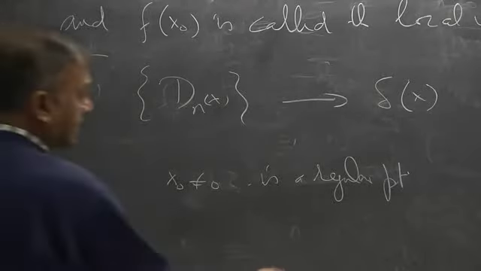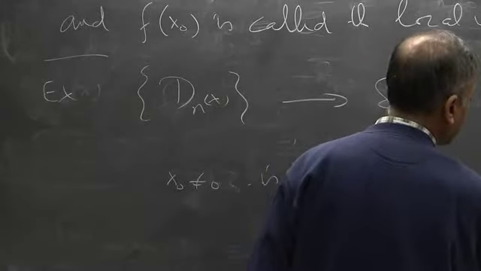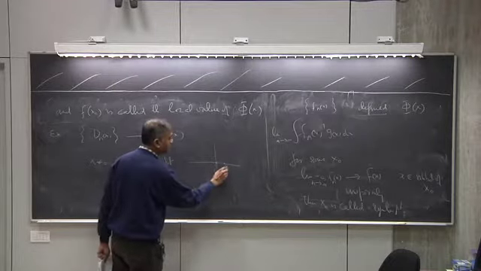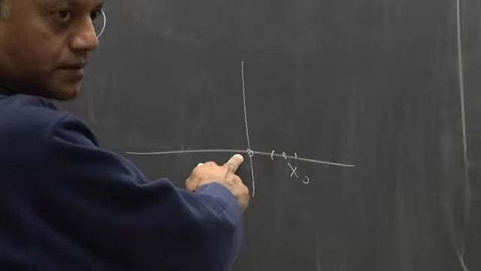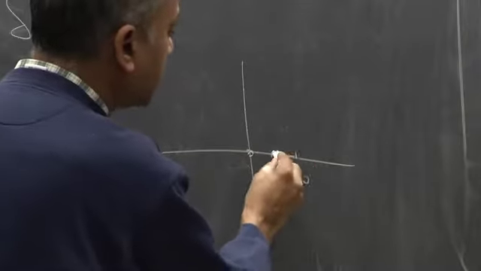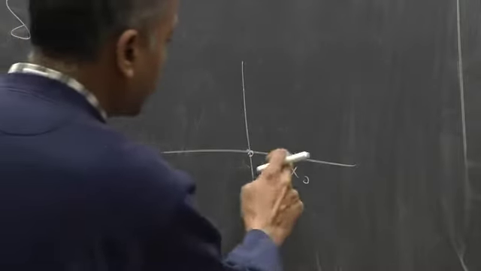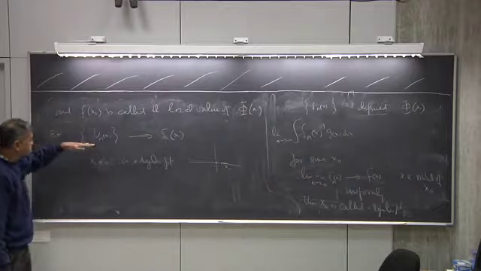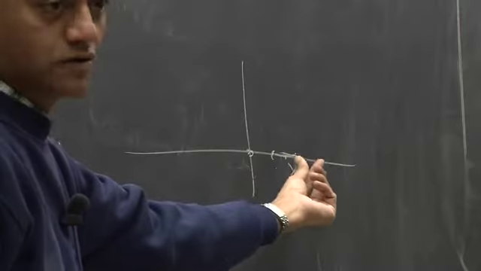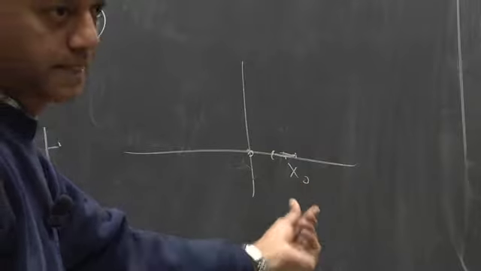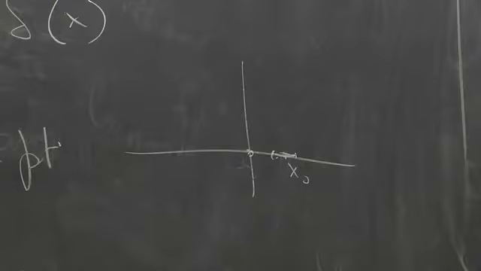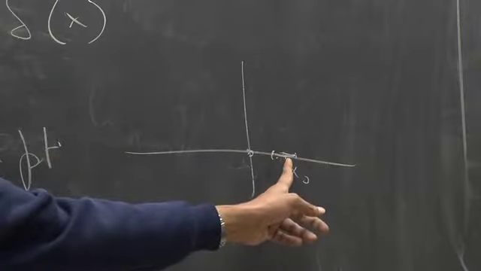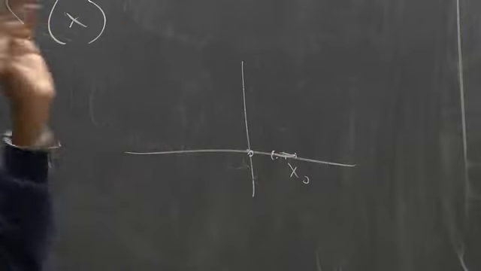Because, given any x naught, here is my 0, x equal to 0, and you choose any point x naught, then you can always find some neighborhood which does not contain 0, and in that neighborhood you can show that this converges uniformly to a 0 value. So this d_n(x) will converge uniformly in this neighborhood to 0. So x naught is a regular point, and the local value of the delta function at x naught is 0.